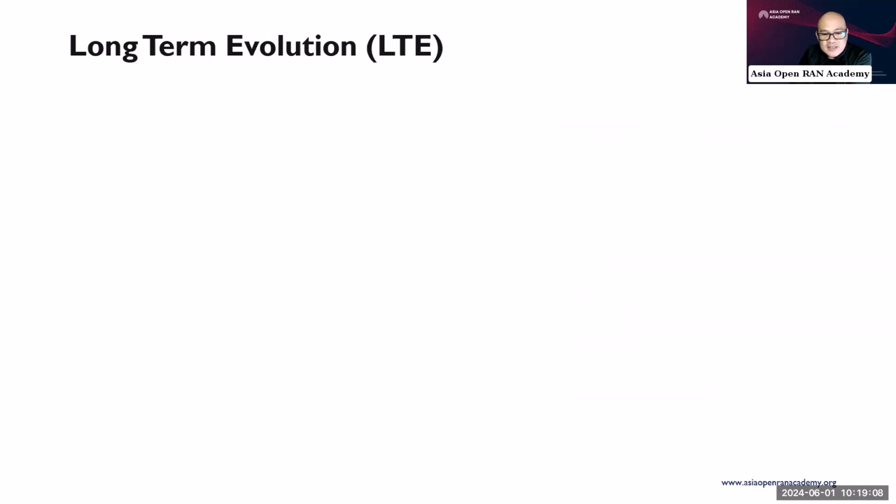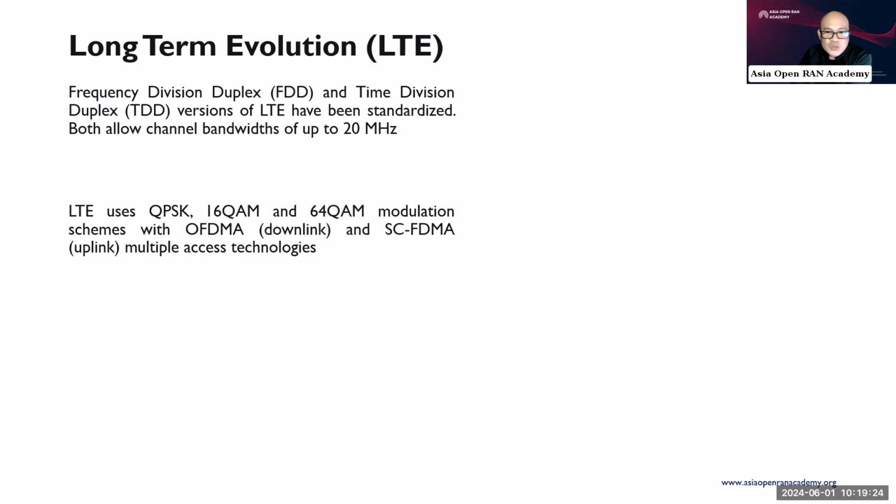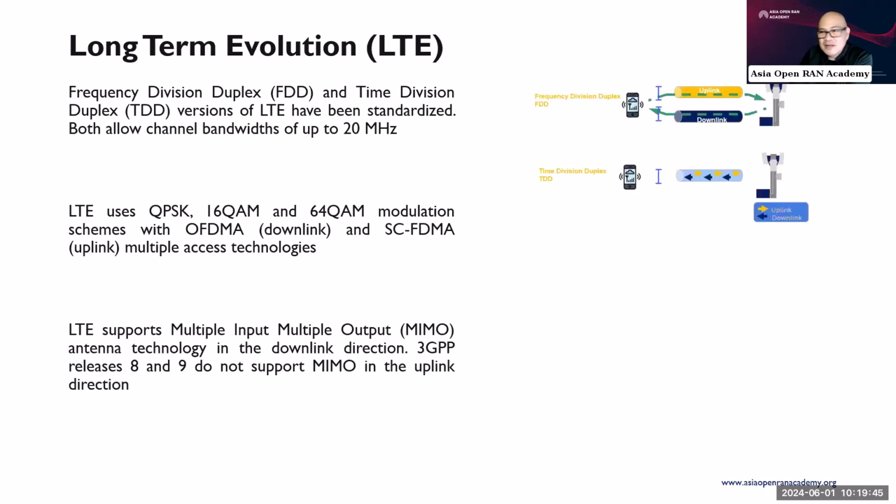So LTE operates in both FDD and TDD, and both have been standardized. Both allow channel bandwidth up to 20 megahertz. It uses QPSK, 16 QAM, and 64 QAM modulation schemes, with OFDMA in the downlink and single carrier frequency division multiple access in the uplink. It supports multiple input, multiple output, or MIMO. 3GPP Release 8 and 9 do not support MIMO in the uplink direction, which is why we have newer releases.